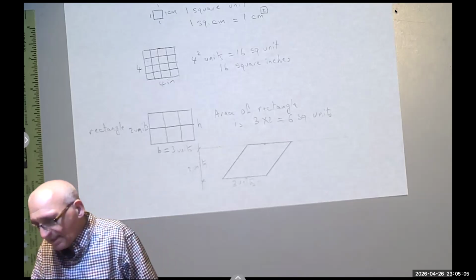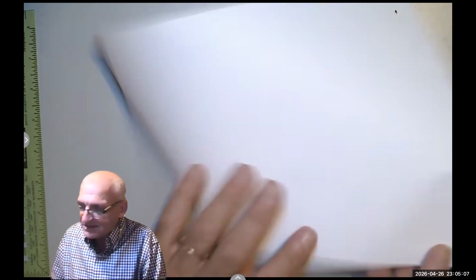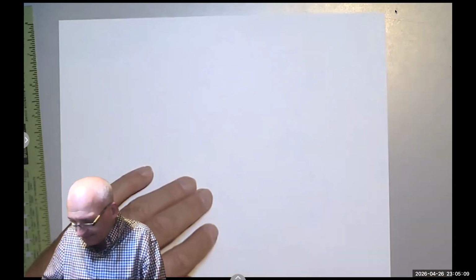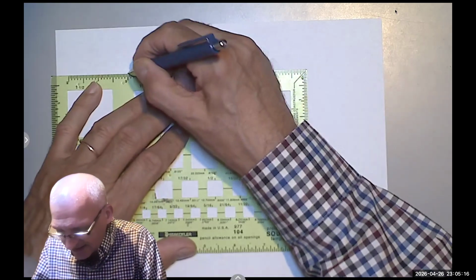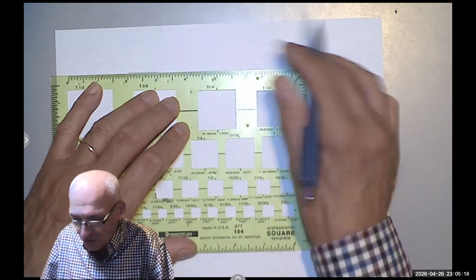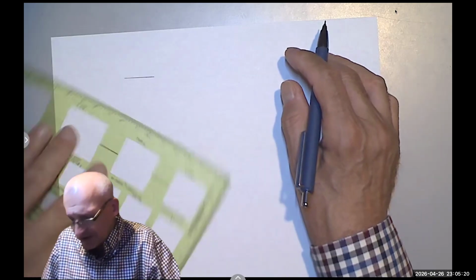Okay, now let's look at the triangle. Because many times I've seen students who would find the area of a triangle, they multiply base times height, and they forget to divide by 2. But the question is, why do we divide by 2?